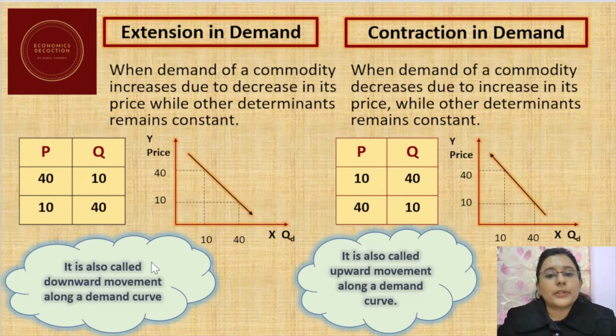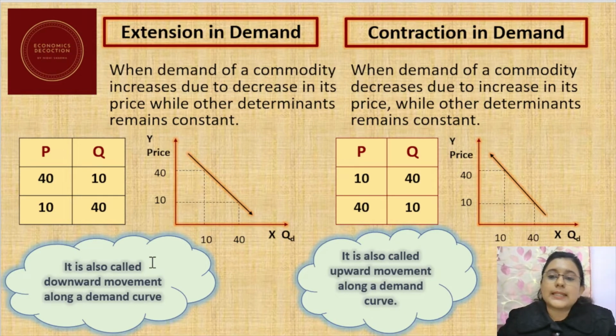When the demand for a commodity increases due to decrease in the price of the commodity, while all other demand determinants are constant, then there occurs an extension in demand. As we can see in the schedule here, when the price is 40, the quantity demanded is 10. When the price gets reduced to 10, the quantity demanded gets increased to 40. This shows us the operation of law of demand, the inverse relationship between price and quantity demanded. And as the price is getting reduced, the quantity demanded is increasing. So there is an extension in demand, or this is also known as downward movement along the demand curve.